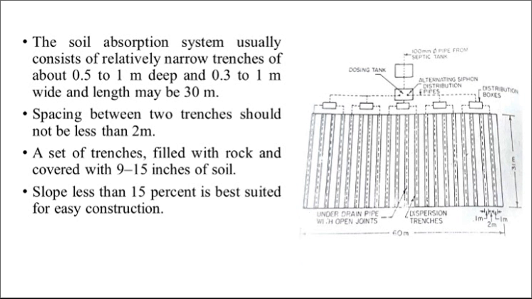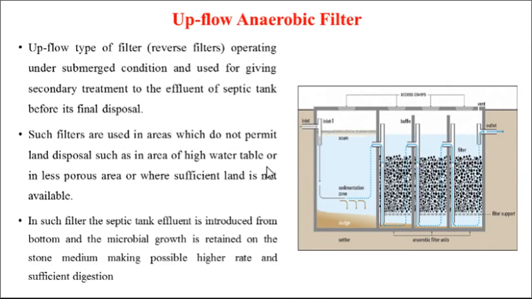Next one, upflow anaerobic filter. So this is the third type of system which is used for treatment of septic tank effluent. Upflow type of filter, called a reverse filter, operating under submerged condition, is used for giving secondary treatment to the effluent of septic tank before its final disposal.